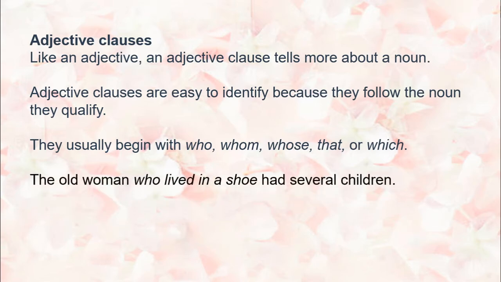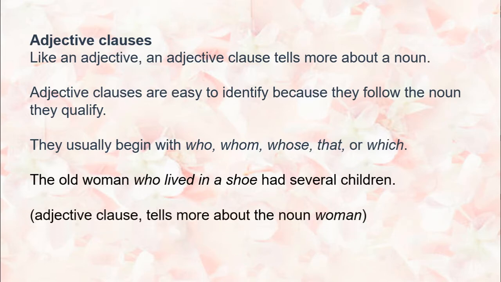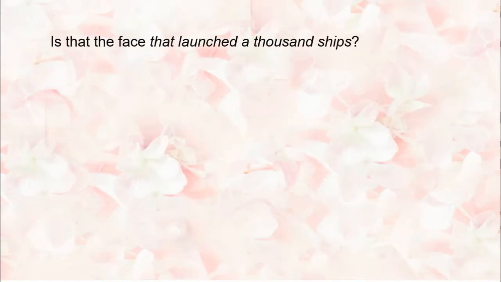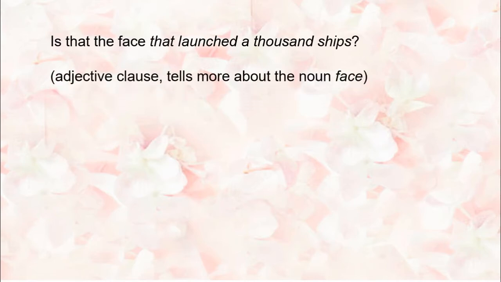The old woman who lived in a shoe had several children. So the adjective clause is "who lived in a shoe." This is an adjective clause, it tells more about the noun woman. Is that the face that launched 1,000 ships? So this is also an adjective clause because this clause tells more about the noun face.